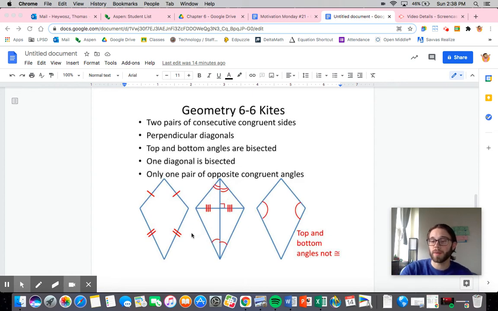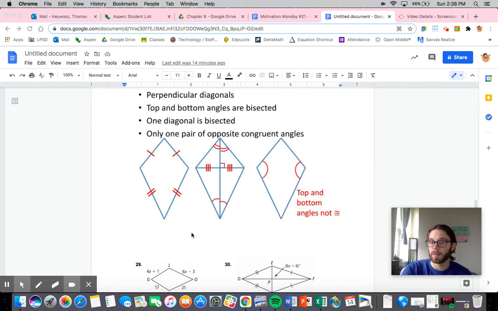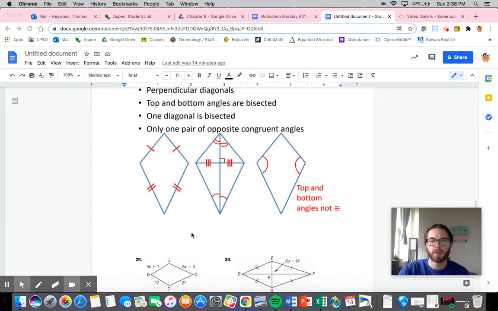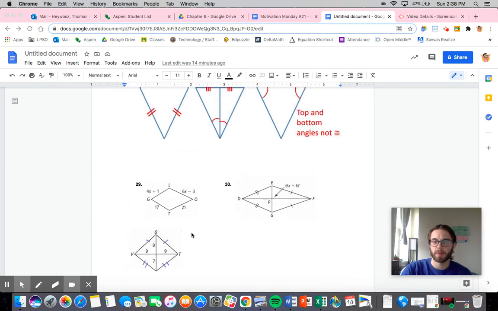So there's a lot happening with kites, but we're really not going to do a whole lot with them, just because they're kind of their own thing. And for us to just kind of have to remember something for the sake of remembering it, I would rather focus on other things. So let's move on. We'll do some practice and make sure we're good to go.